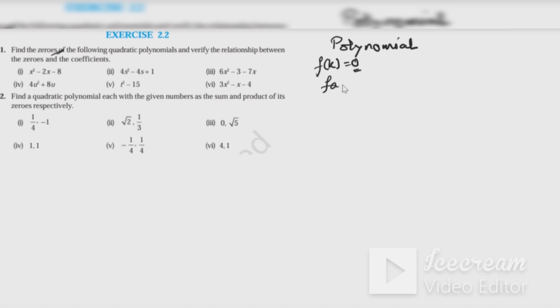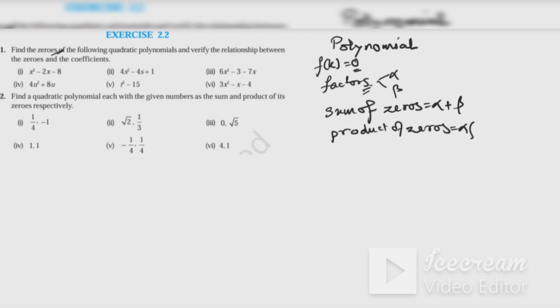So I can say they are the factors of the polynomial that I have if I equate it to 0. Right. So now let me consider also, I have told you the coefficients. If I take the factors as alpha and beta, the sum of zeros is given by alpha plus beta, and the product of zeros is given by alpha beta. So alpha plus beta is given by minus b by a, and alpha beta is c by a.